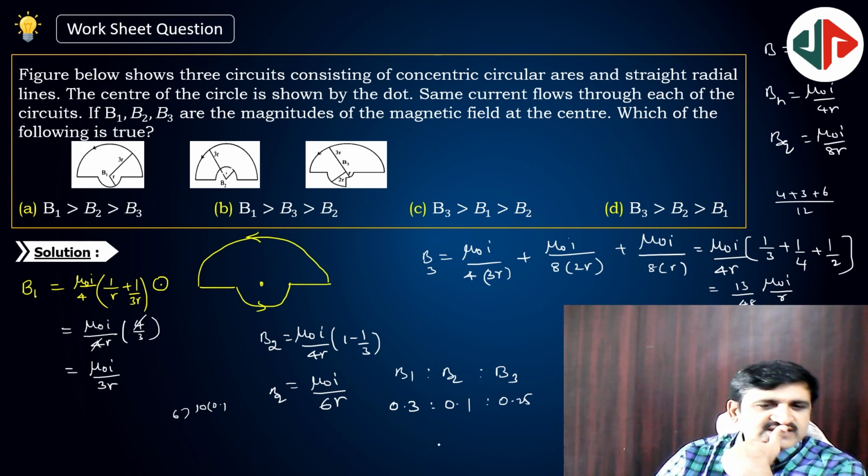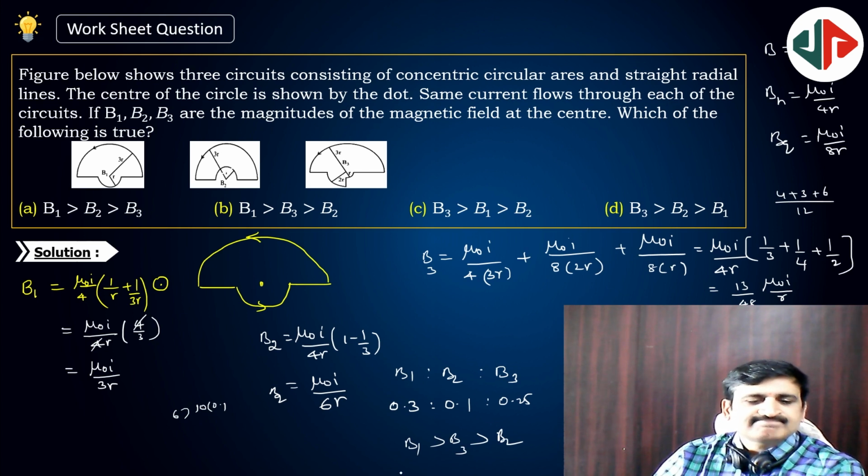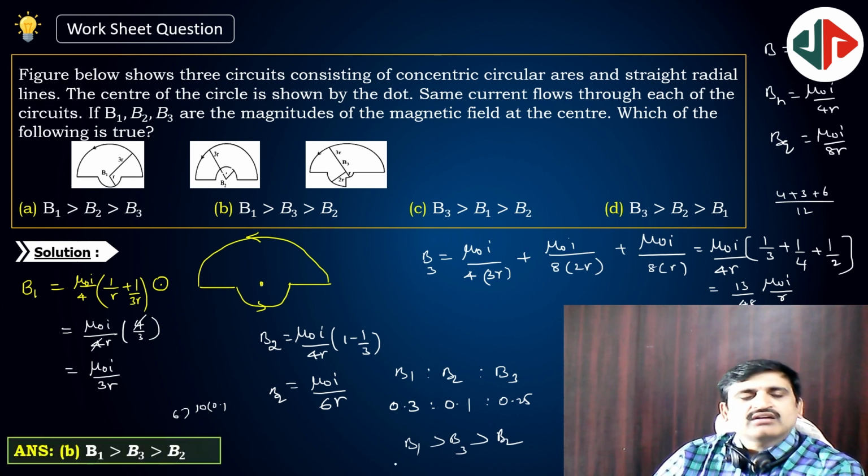So which is least? B2 is least. B2 least, after B3 will be, after B1 will be. B3 will be in the middle. Correct?